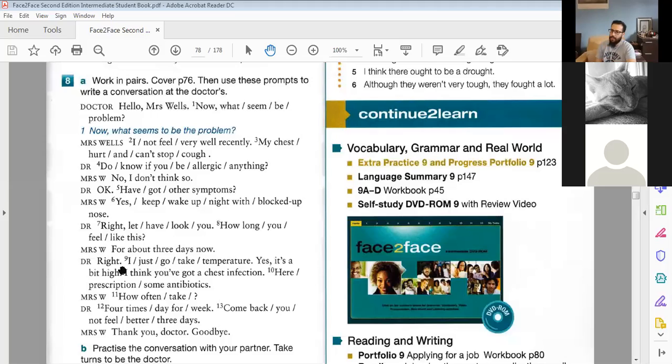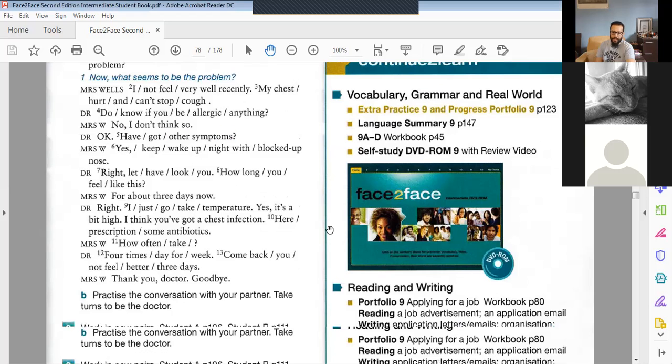And remember, you can add something. You can add something to I. I'm just going to take your temperature. Yes, that's it. But if you say, I need to take your temperature, no difference. It's okay. It's the same thing. All right.